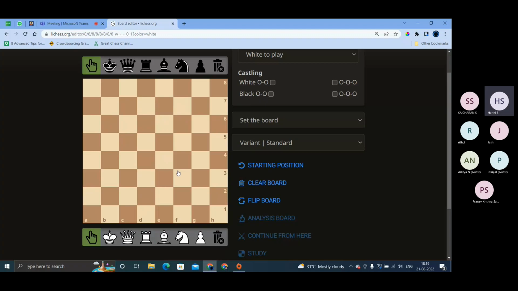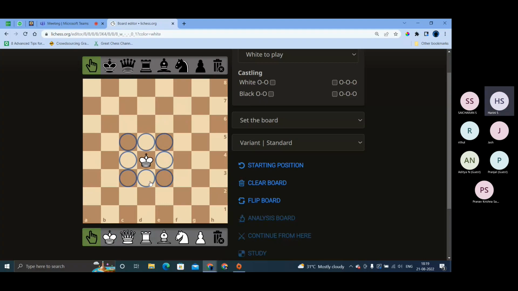How does a king move? Everyone listen to me carefully. This is a king, and this king can move only one step. It can move one step forward, one step backward, one step this side, one step this side, one step on this diagonal, one step on this diagonal, and one step on this diagonal, but only one step. King can move only one step in one move.